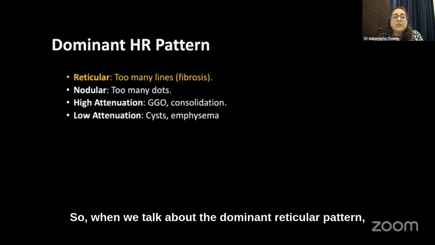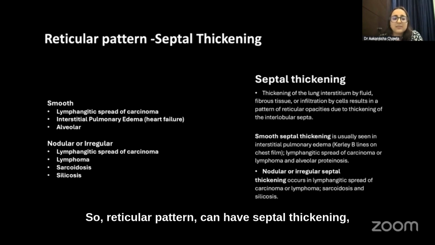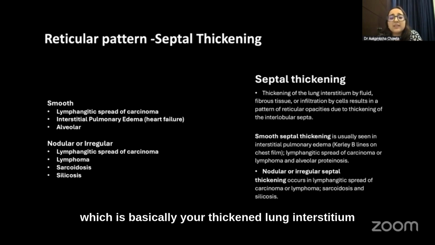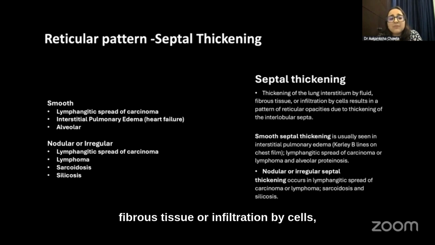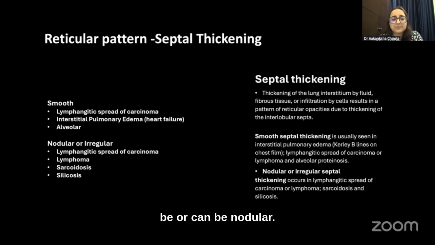So when we talk about the dominant reticular pattern, which means too many lines, fibrosis basically. The reticular pattern can have septal thickening, which is basically your thickened lung interstitium with fluid, fibrous tissue, or infiltration by cells, which results in reticular opacities due to thickening of the interlobular septa. Now your septal thickening can be smooth and can be nodular.